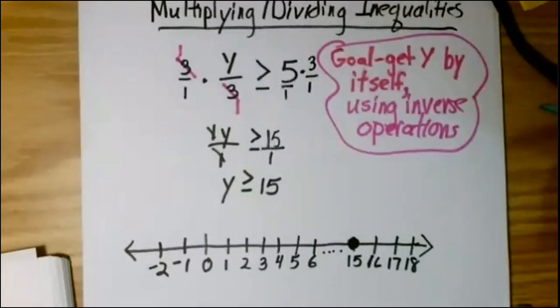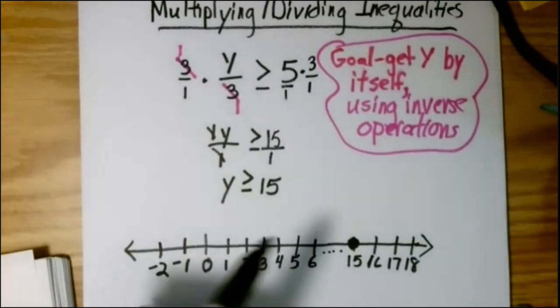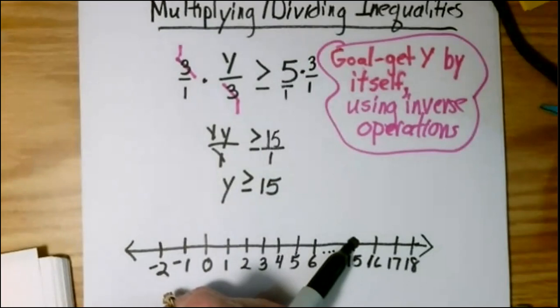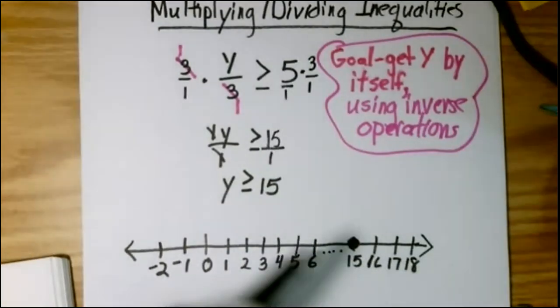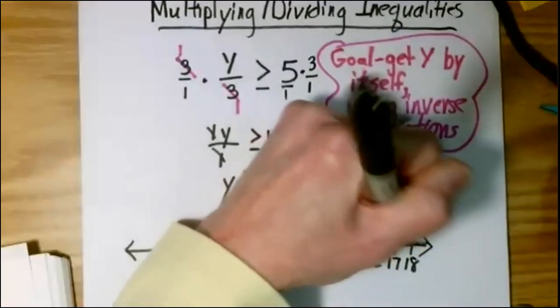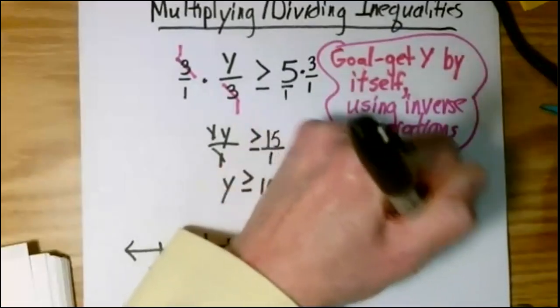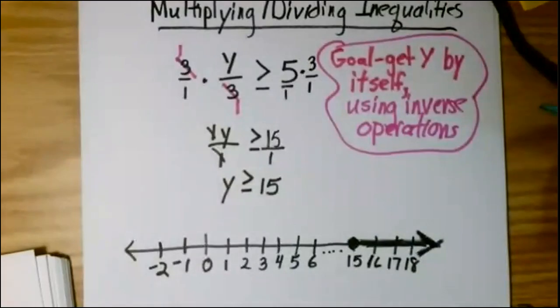Now, which way is our arrow going to go? Is it going to go to the left or is it going to go to the right? Yes, y is going to be greater than or equal to 15. Which numbers are greater than or equal to 15? The numbers going to the right. So our graph is going to look like that.